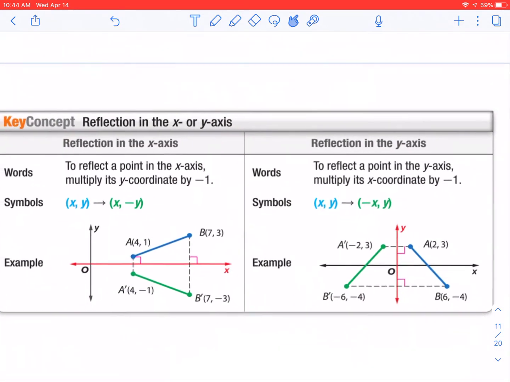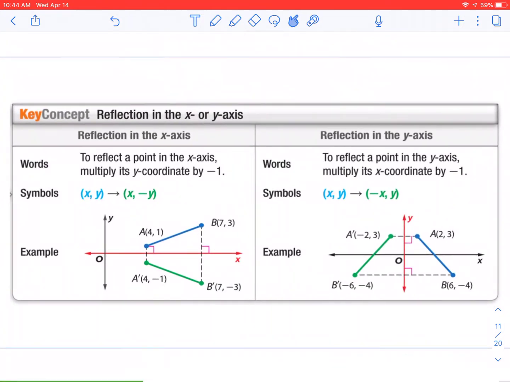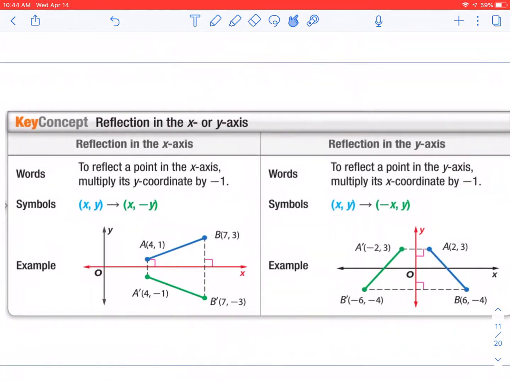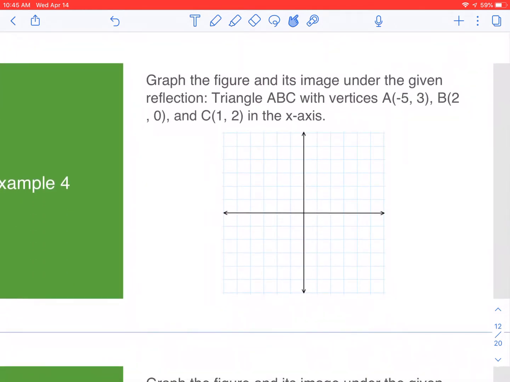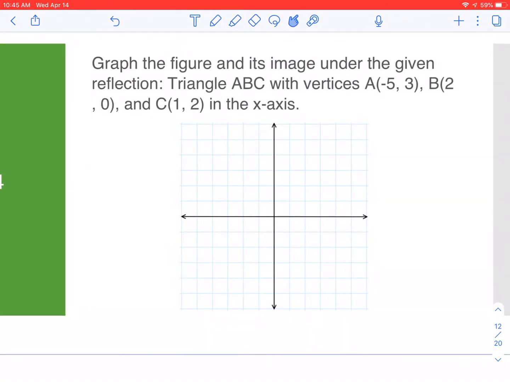We're going to make it a little bit easier here. If we reflect over the x-axis, here's what happens. We have the same x and y points, except that y becomes negative. If we reflect over the y-axis, we have the same x and y points, except now x is negative. Actually, it's going to be the opposite, not necessarily negative. Okay, so we're going to graph the triangle.